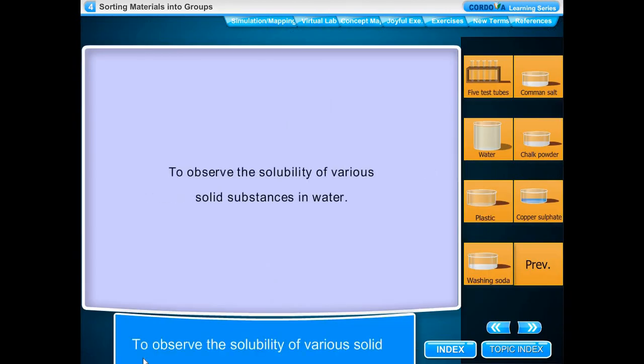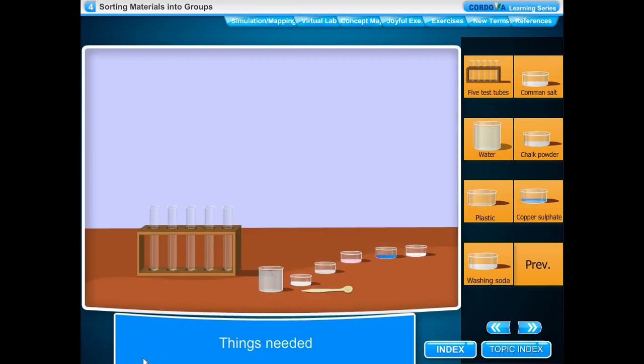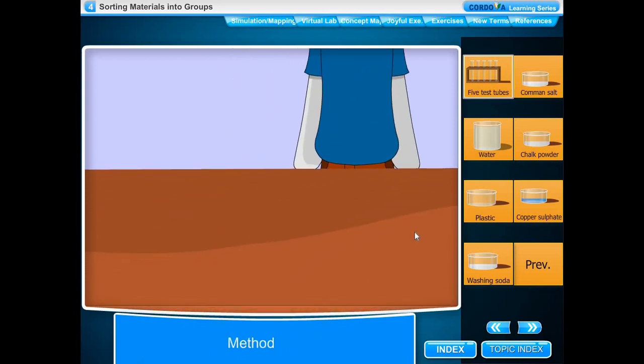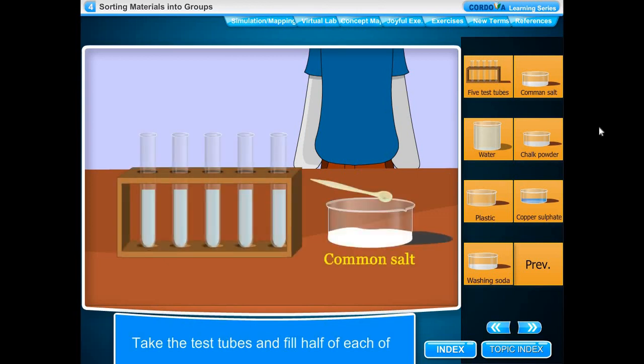To observe the solubility of various solid substances in water. Things needed: 5 test tubes, test tube stand, water, common salt, chalk powder, plastic, copper sulfate, washing soda. Method: take the test tubes and fill half of each of them with water.